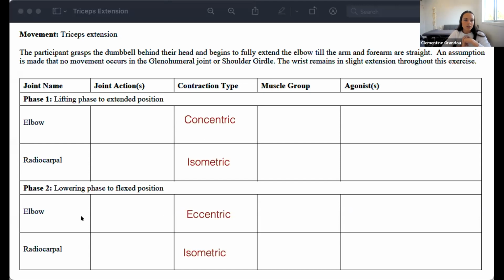Okay, now let's look at the joint actions. So we're told here the wrist remains in slight extension, so we can already put in extension. And then at the elbow now, so you're grabbing the dumbbell behind your head and then you begin to fully extend the elbow. So it's pretty much told to us in the question, but if we're holding the dumbbell behind our head and we straighten the arm upwards, our arm is going from bent to straight, so it is extending. So in that phase one, as we lift the weight up, the joint action will be extension. And then as we lower the weight back down, the elbow is now bending, so it is flexion.